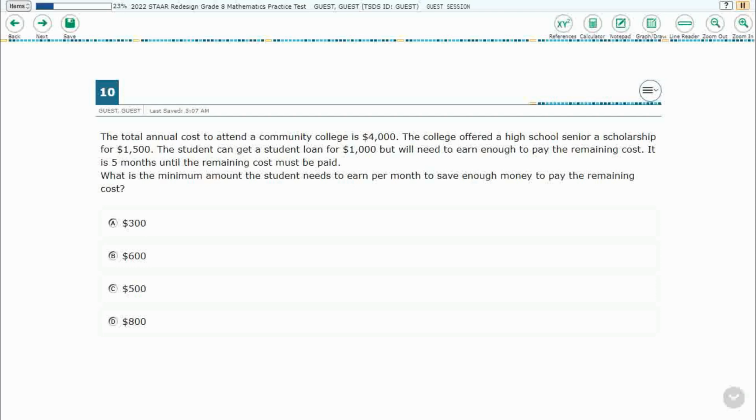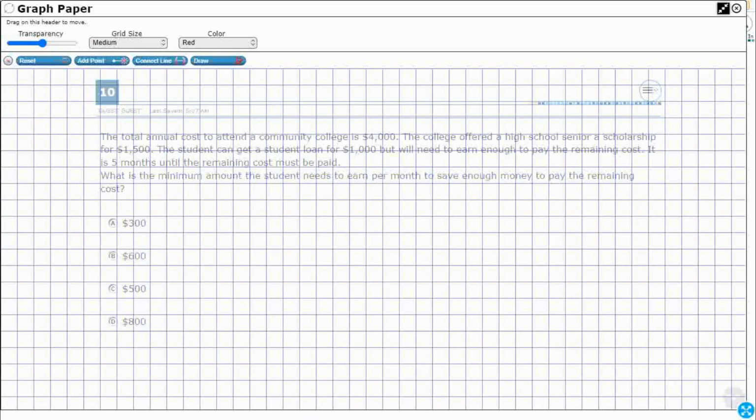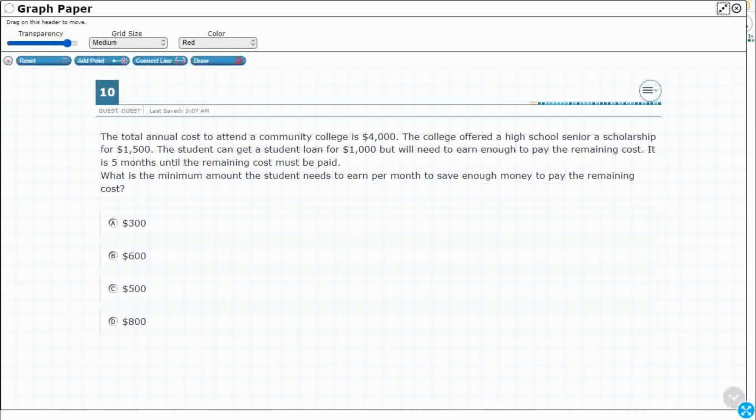So we've got a total amount of attending community college, and we're trying to figure out how much more money we need to earn per month. Let's open up our graph draw feature just so we have a little scratch pad to draw on here. And so total cost is $4,000. So we've got a scholarship, that's nice, $1,500. And we've got a loan for only $1,000, but now we've got to earn money to pay the remaining cost.